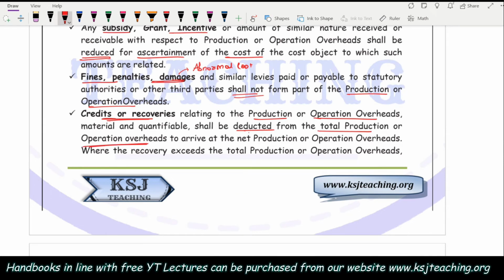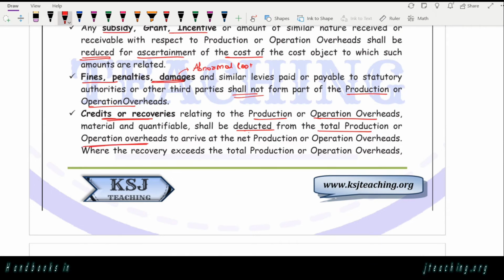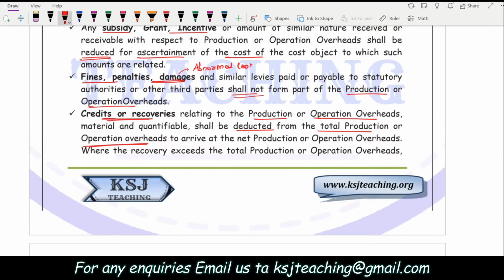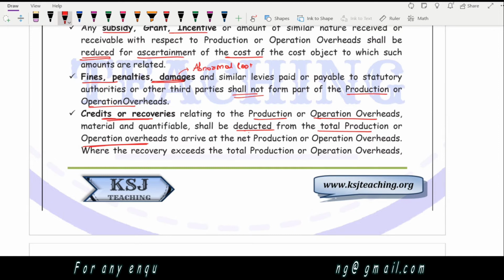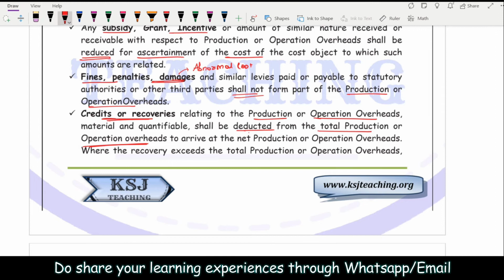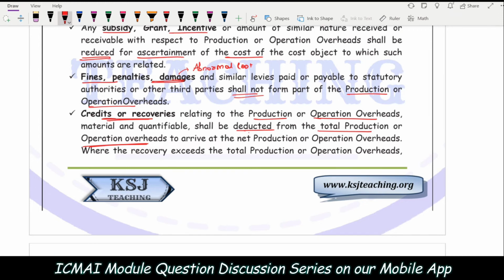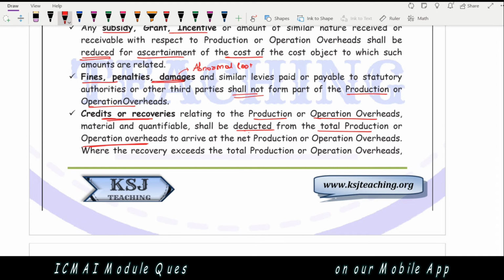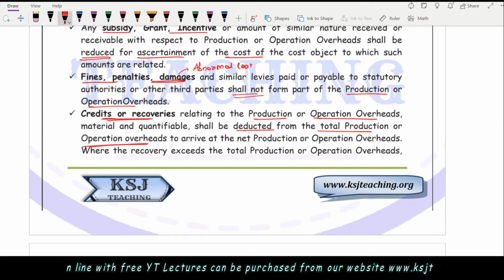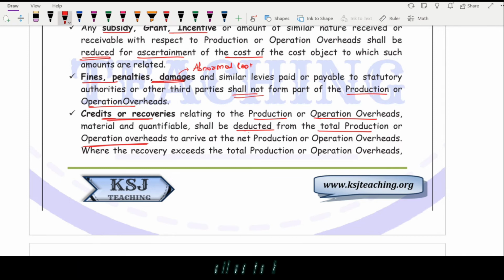So if there is any cost which can be recovered later on, for example, there is a question in this CMA module also where crates are given, right? Let's say the bread goes in crates to the various shops, and when that shop owner returns that crate, he is paid that money, right?